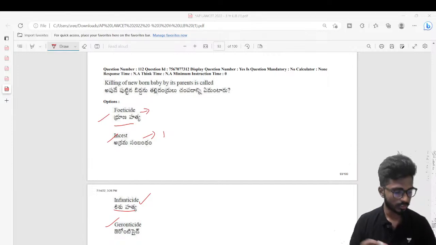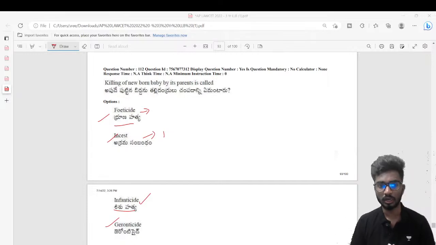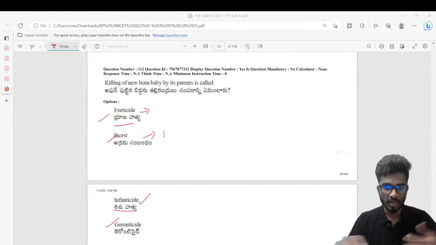Yeah, Telugu options help sometimes. Abortion is a colloquial term, I would say. Feticide is the scientific term for abortion.